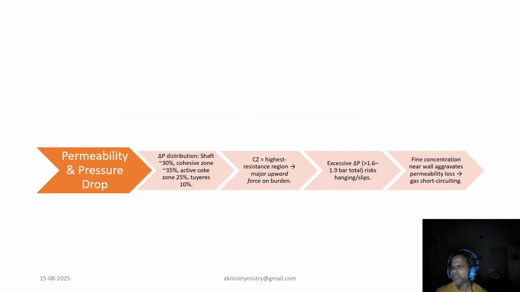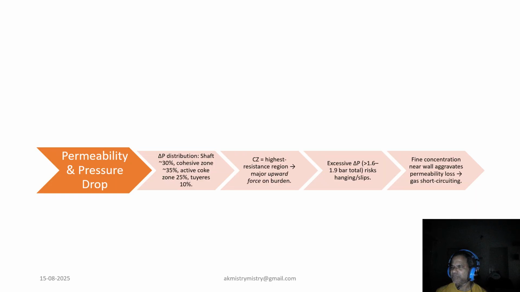The shape of the cohesive zone determines how gas flows through the furnace. A central working mode with an inverted V shape minimizes wall heat losses but risks unmelted burden near the tuyere. In contrast, a wall working mode with a W shape increases the wall heat losses and the fuel rate but offers more thermal robustness.